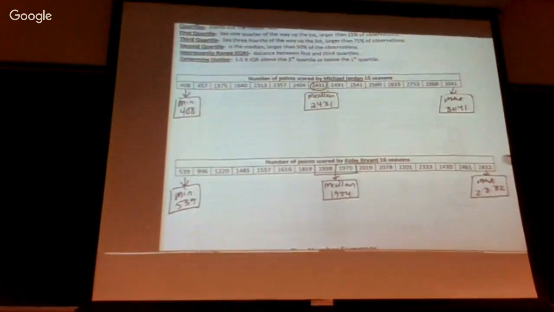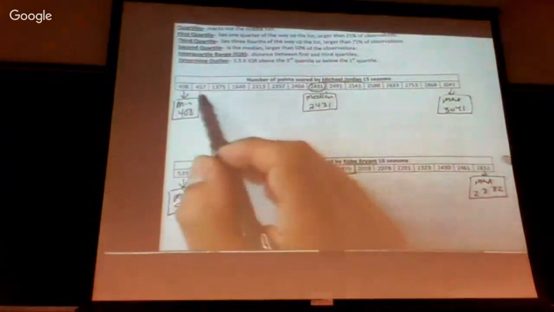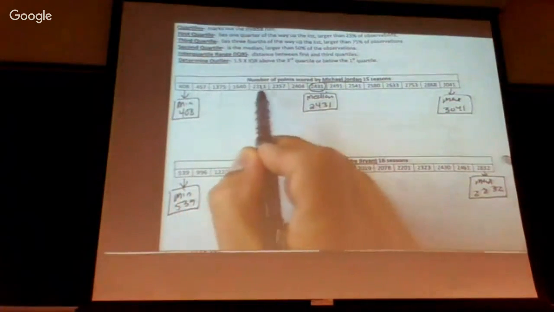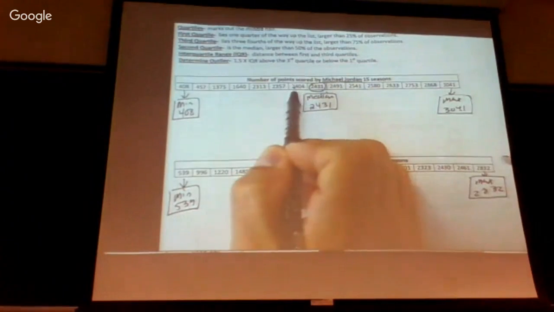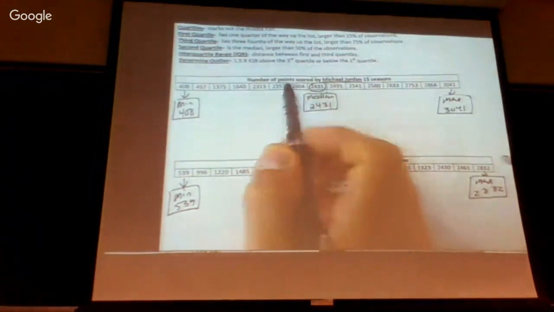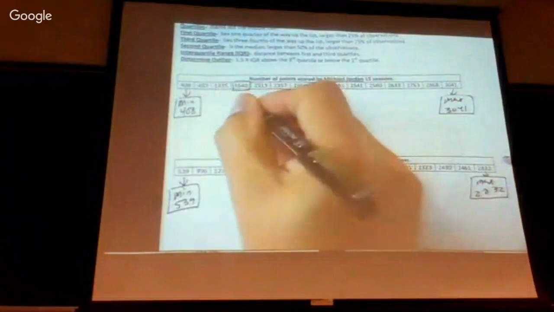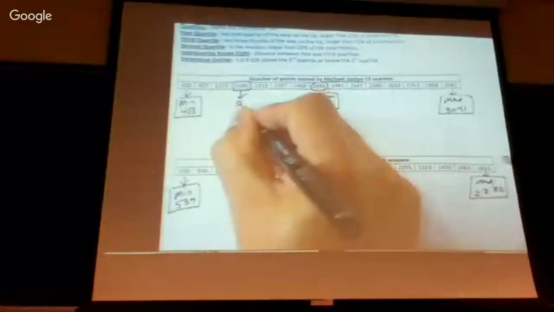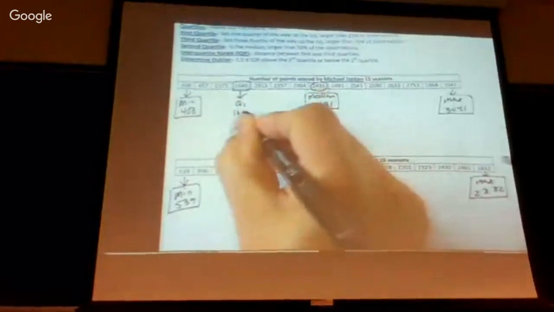Okay, let's see how we're doing. So for Michael Jordan, the lower half is 1, 2, 3, 4, 5, 6, 7 numbers. The lower half is 7 numbers. So where would the median be? The 4th one. So the median of the lower half is called Q1, and that's 1674.